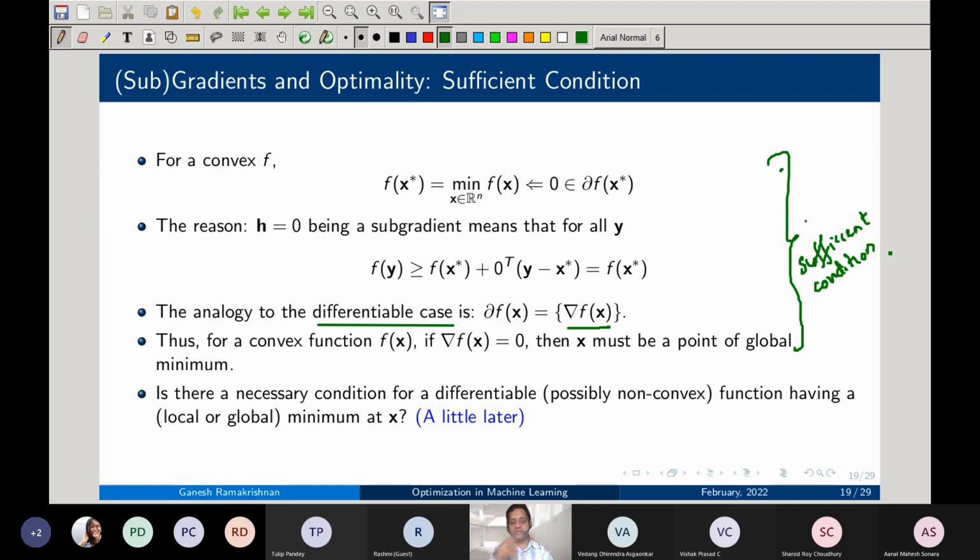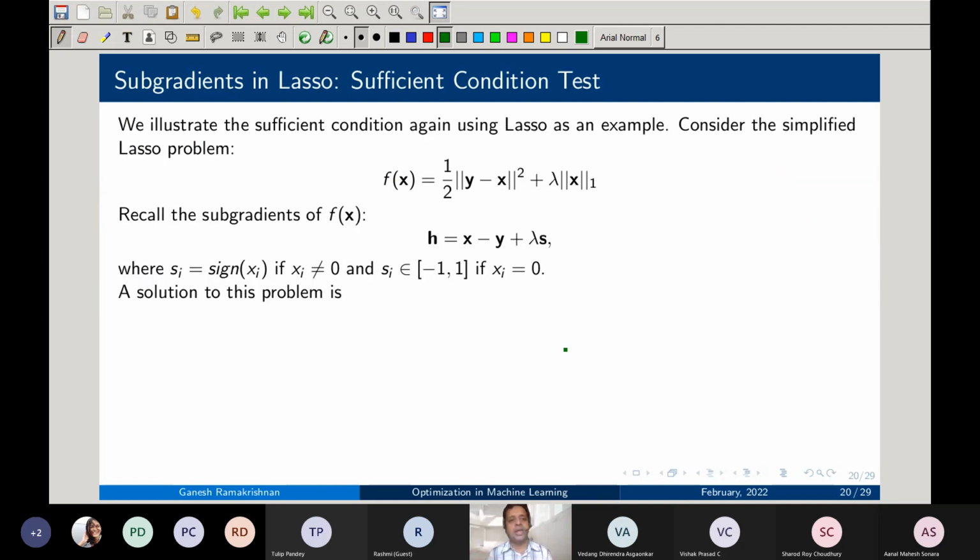But what if I wanted a necessary condition? A little later we'll deal with it. We'll need some more equipment. So let's start with the sufficient condition, which itself is a good thing for us. And now we'll apply it. Okay, let's apply it to lasso again. And we will in fact very soon get an algorithm.